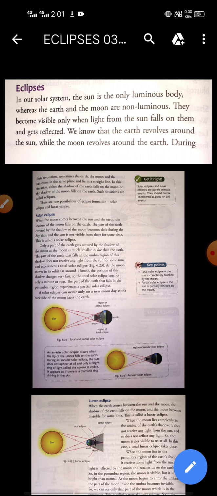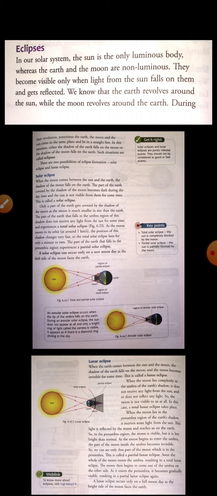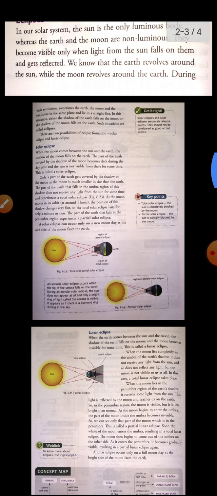Then sometimes the shadow of the earth falls on the moon, and sometimes the shadow of the moon falls on the earth. This type of situation is called an eclipse. In general there are two possibilities of eclipses. The first one is the solar eclipse and the second one is the lunar eclipse. Now the question is, what is a solar eclipse?